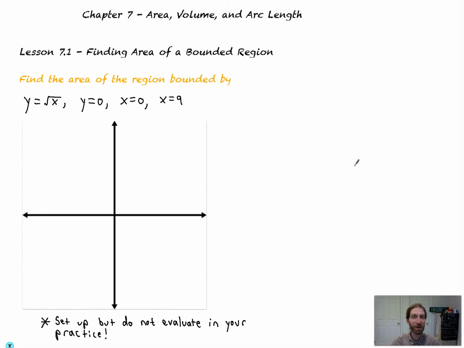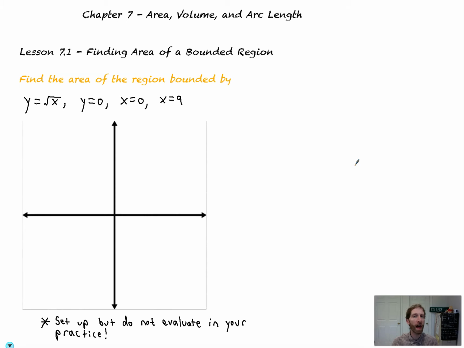Hey there! Here we go into the next chapter. This is all about area, volume, and arc length, this entire chapter. And we're going to start out first with finding the area of a region, or a bounded region. And what this is all about is actually finding the geometric area.